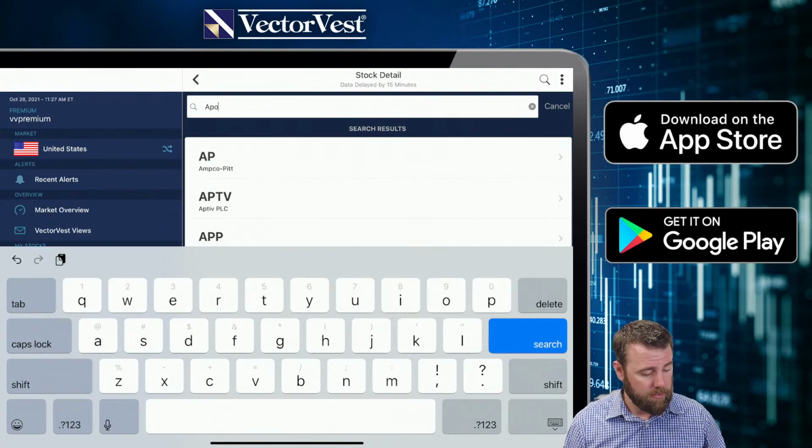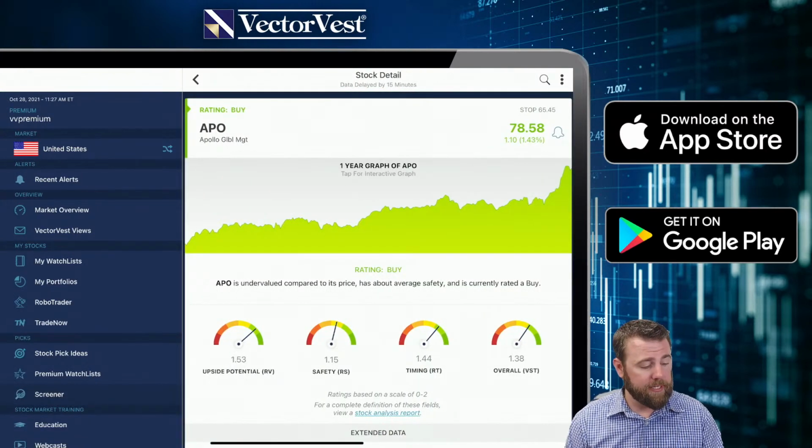APO, good long-term potential, less risk associated with it. You're in a really strong uptrend on a short-term basis. Overall, the stock is definitely favorable.